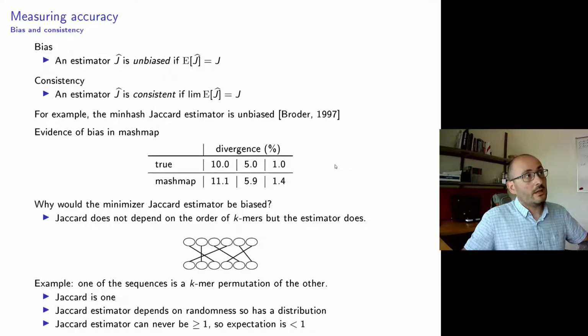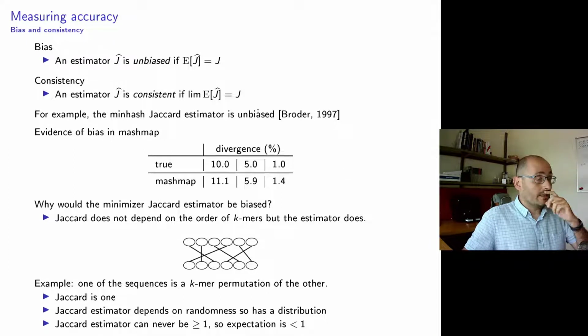Now, the Jaccard estimator is a random variable because it depends on this random hash function that generates the sketch. So every time you will get a different value for the estimator. Therefore, we can't possibly expect it to always be correct. Then how do we think about accuracy in this case? Well, it turns out statisticians have a really elegant way to do that.